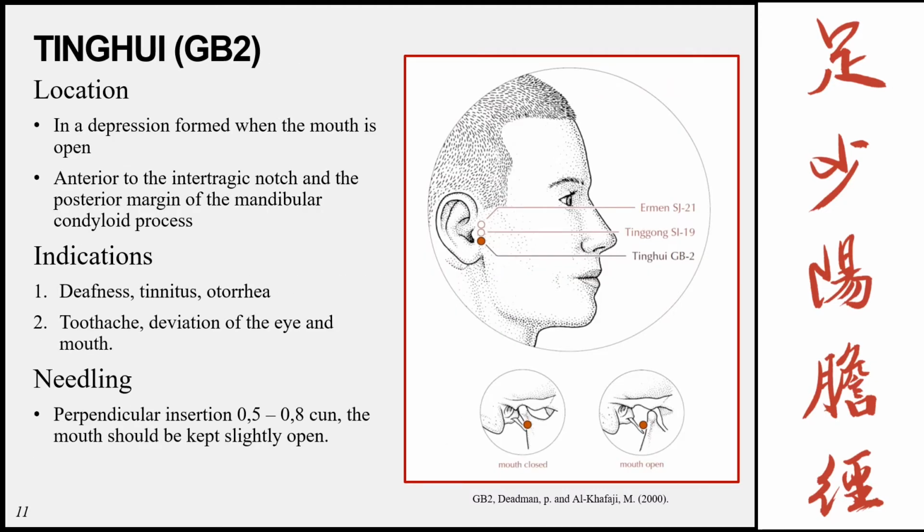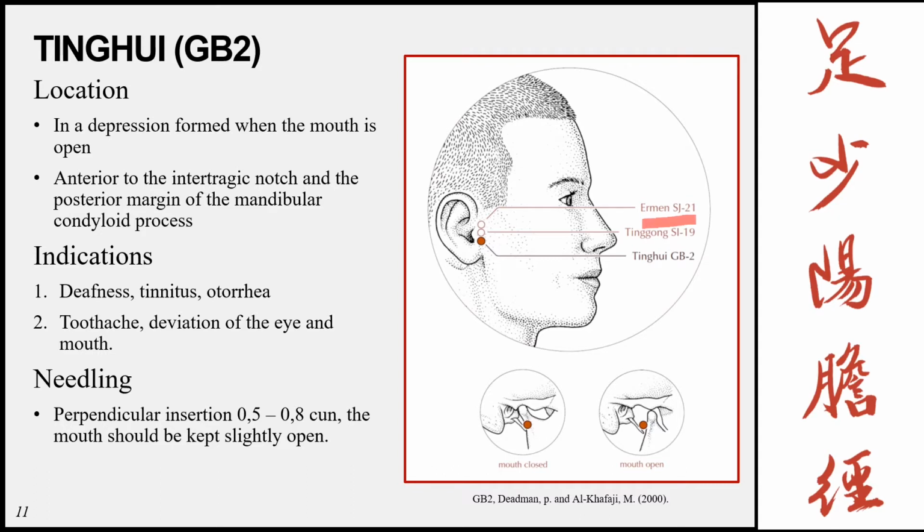The next point is Tinghuai, GB2. This point is found in a depression formed when the mouth is open. If you remember from the previous lectures, when we did the Sanjiao meridian, we did a similar point to this one. We did Sanjiao 21, Ermen, just anterior and superior to the condyloid process of the ear. This point is the third of 3 points located in this region, and it is the most inferior of the 3. It is located anterior to the intertragic notch.